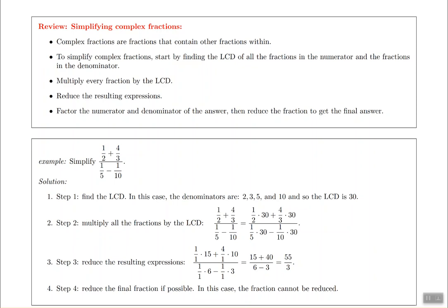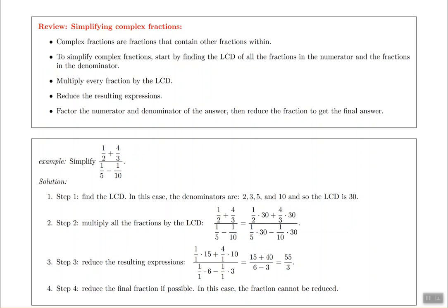Another idea that I'd like to review is how to simplify complex fractions. So why are we doing this? In case you're wondering, later on we'll be doing something called derivatives and limits. And in order to find the derivative, we're going to have to use limits and something called the limit definition. And part of that is to be able to simplify expressions like this so that we can get to the solution. So how do we simplify complex fractions?